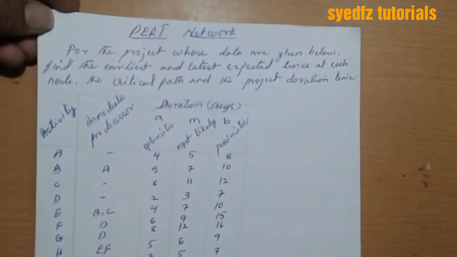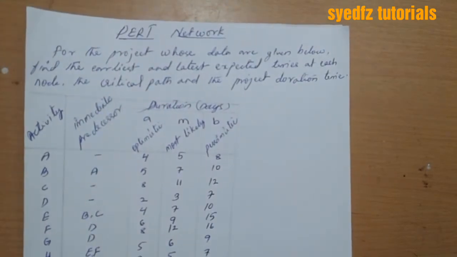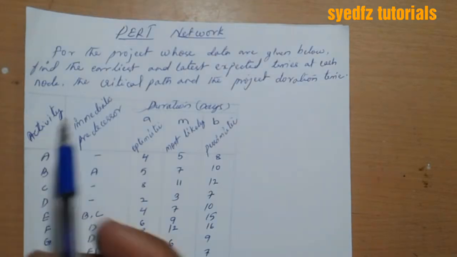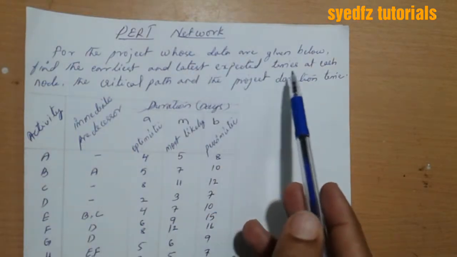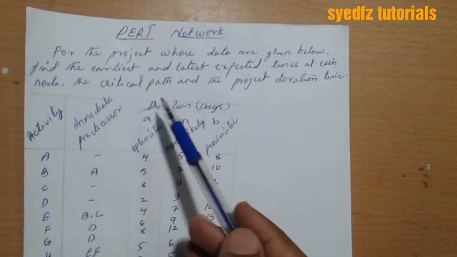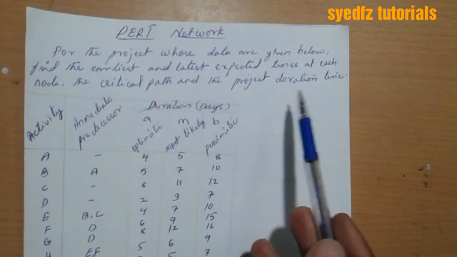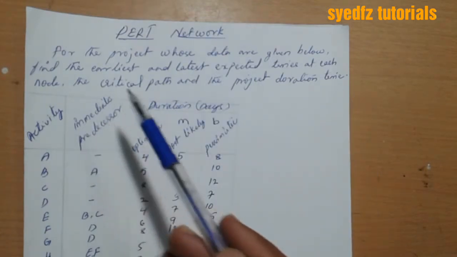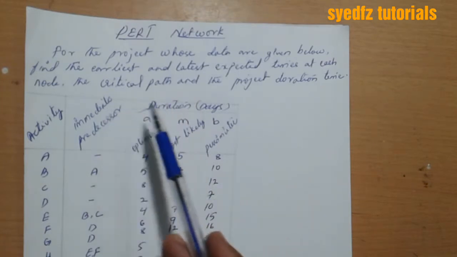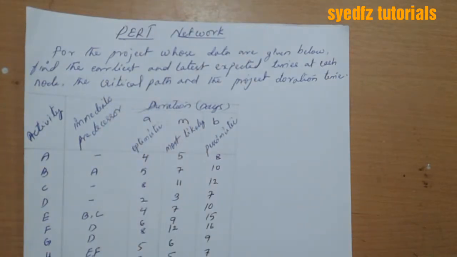Okay, let's see first a sample, an example problem. For the project whose data are given below, find the earliest and latest expected times at each node, the critical path and the project duration time also.